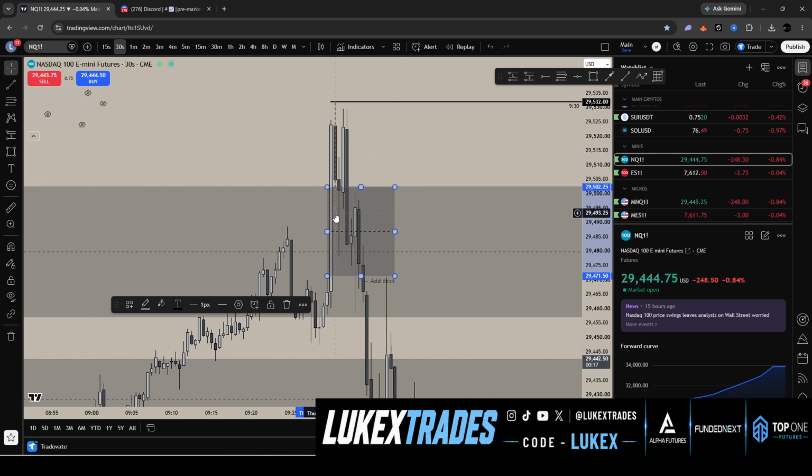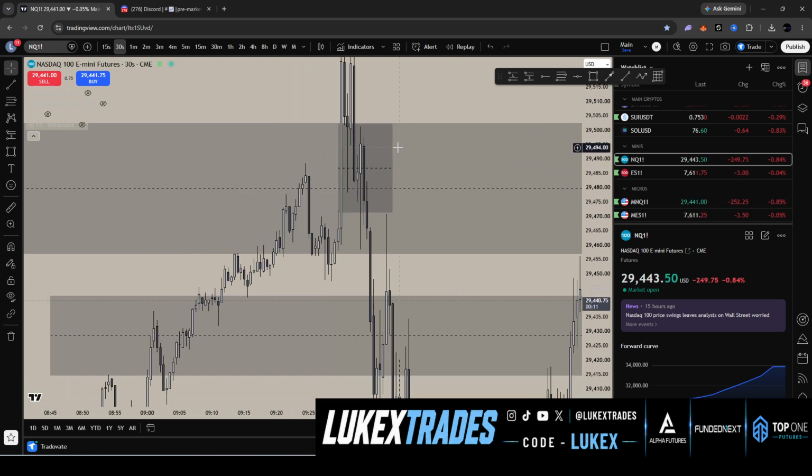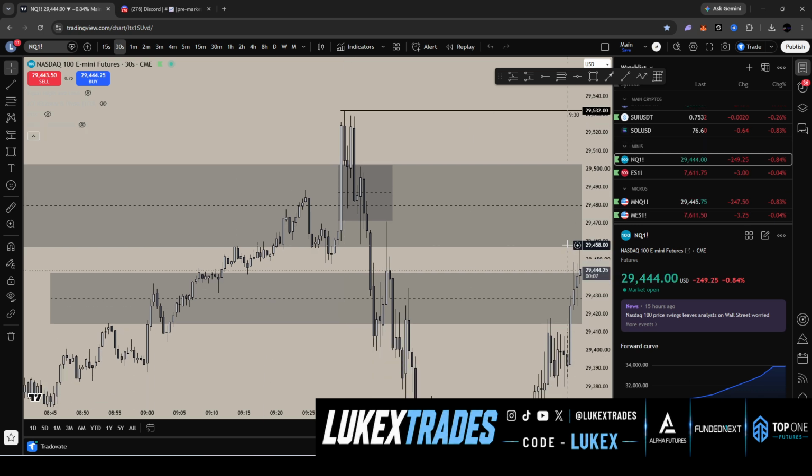We failed to inverse it. Now we have relative equal highs at your stop. We failed to inverse it again. And then finally here. Now, yes, you could argue technically that we have low resistance below, so it's valid.